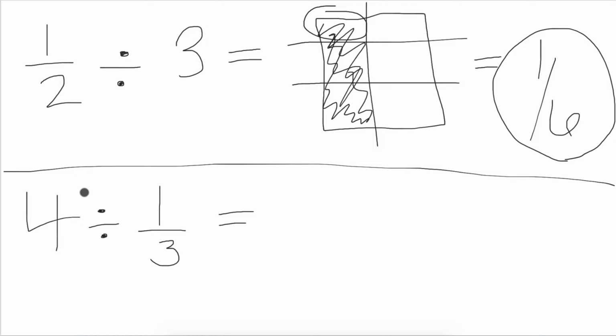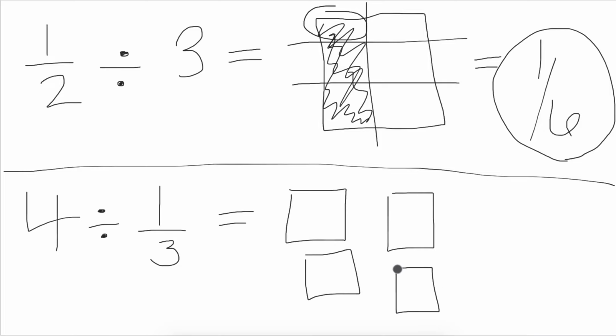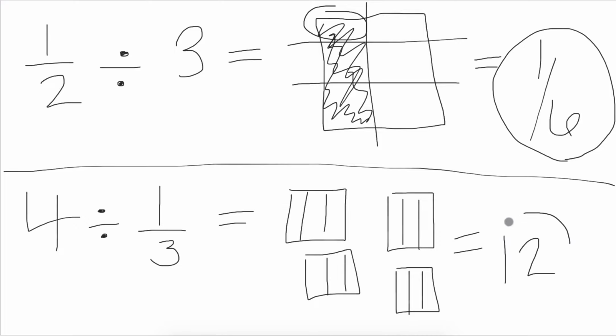The next one is also division, but this time we have a whole number first. That tells us that we will draw 4 squares. And our fraction is 1/3, which lets us know that we will cut each of these squares into 3 pieces. Now all we have to do is simply count how many pieces total there are now. 1, 2, 3, 4, 5, 6, 7, 8, 9, 10, 11, 12. So 4 divided by 1/3 gives us a final answer of 12.